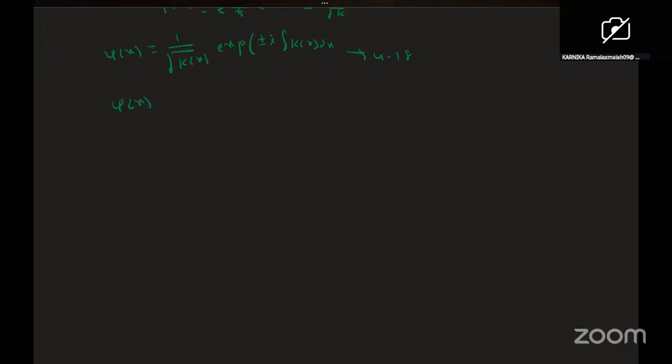Next, psi of x is equal to 1 by root p of x, exponential of plus or minus i by h bar, integral of p of x dx. This is equation 4.19.